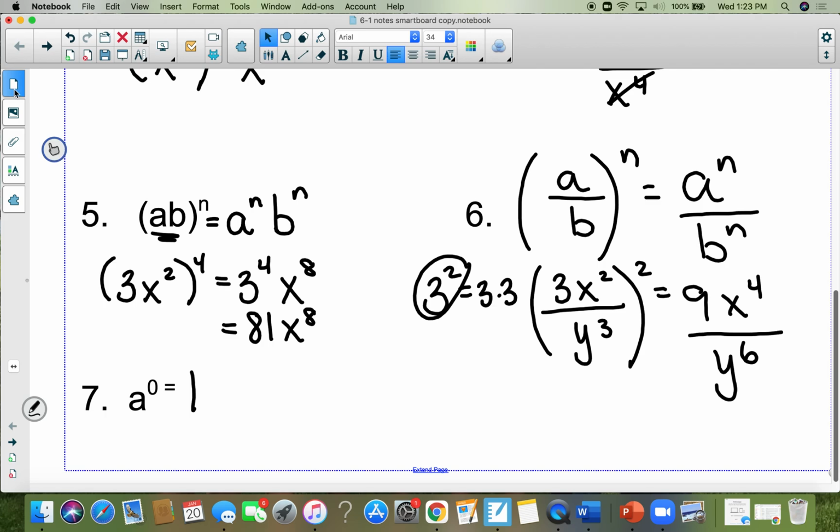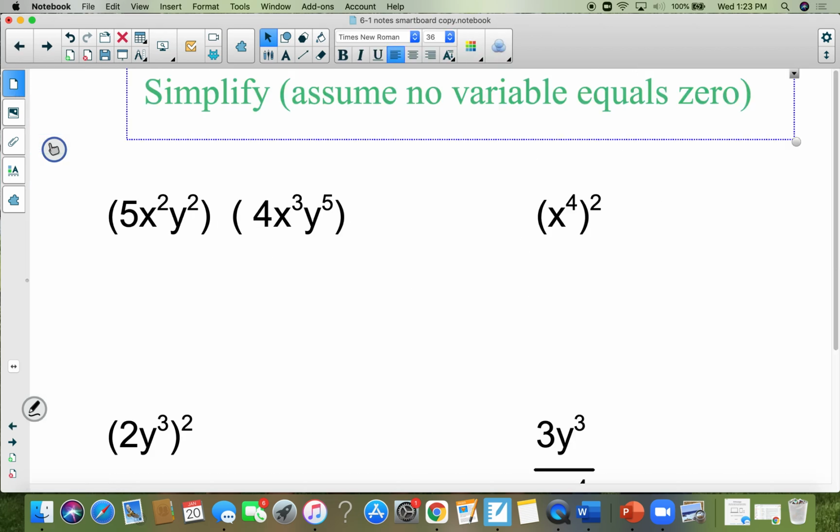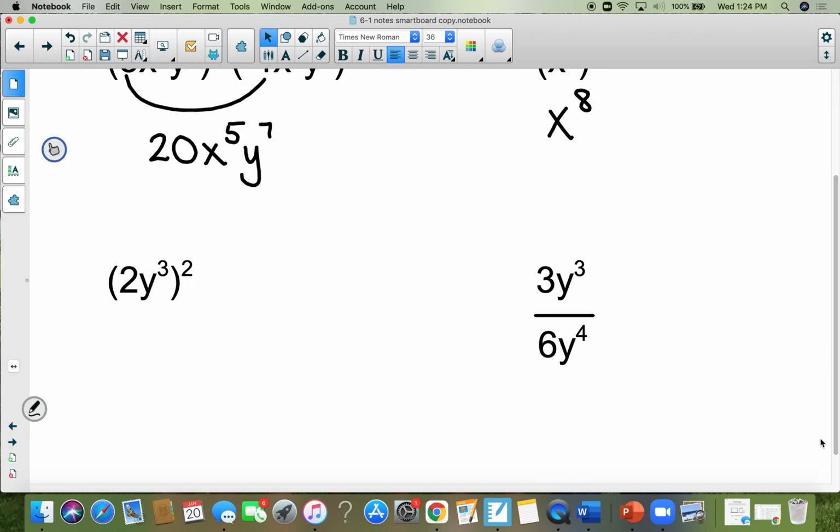So let's do some examples. Simplify these. So the first thing I'm going to do is take 5 and 4 and multiply them together, and that makes 20. X to the 5th, because you add your exponents, and y to the 7th, you add your exponents. Final answer. The next one is a power raised to a power, so it's x to the 8th. The next one says to take everything inside of there and raise it to the second. So 2 to the second is 4. Y to the power to a power, you multiply. So it's 4y to the 6th.